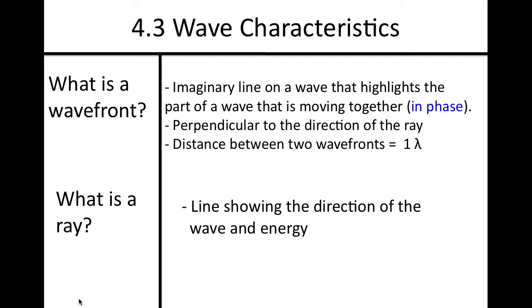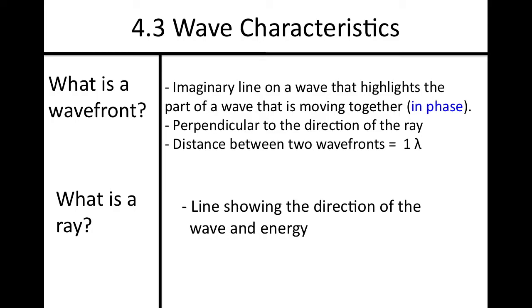Today we're going to be taking notes on 4.3 wave characteristics. A wavefront is an imaginary line on a wave that highlights the part of the wave that is moving together or is in phase. The wavefront is also perpendicular to the direction of the ray, and the distance between the two waves is one wavelength. A ray is just the line that is showing the direction that the wave and the energy is traveling.